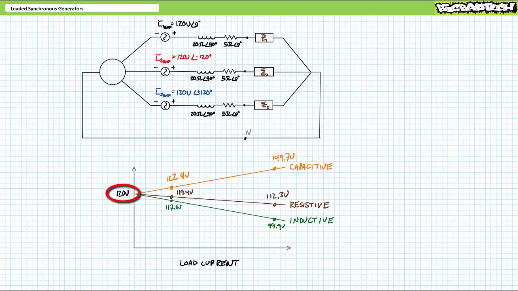In the unloaded condition, i.e. no current, output voltage was the ideal 120 volts we initially established. When we connected a 1000 ohm capacitive load, output voltage rose to 122.4 volts. When we connected a 100 ohm capacitive load, output voltage increased to 149.7 volts. In contrast to resistive and inductive loads, increased current demand for capacitive loads results in increased output voltage.